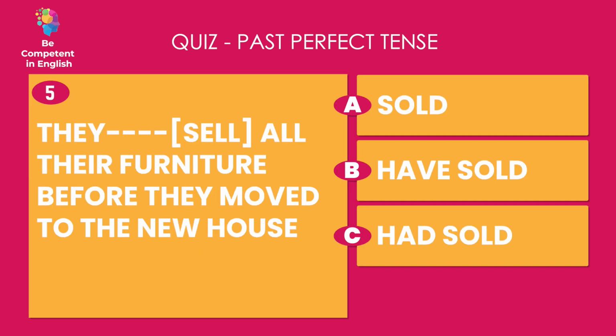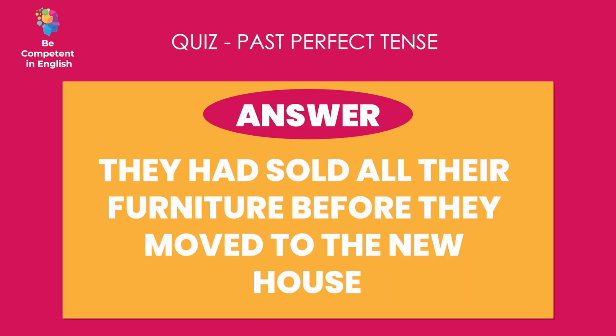Number 5. They sell all their furniture before they move to the new house. The options are A. Sold, B. Have sold, C. Had sold. Correct answer C. Had sold. They had sold all their furniture before they moved to the new house.